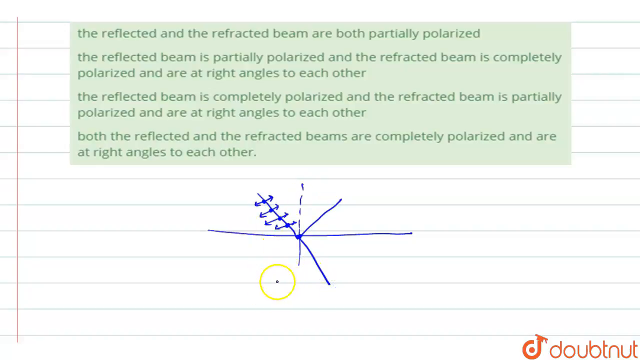When this is reflected and refracted, the reflected ray will be completely polarized, whereas the refracted ray will be slightly polarized. Some part of it will be polarized exactly and some part of it will be like this. So you can say that here this incident light is unpolarized, during reflection it is completely polarized, and this refracted ray is partially polarized.